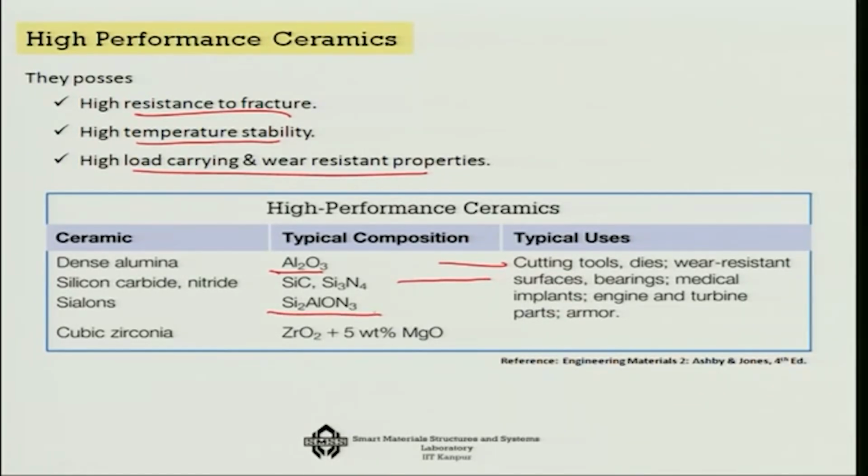It is a complex composite of silicon, aluminum, oxygen and nitrogen, and sialons are also used in various engineering applications like engine and turbine parts. Then there is the cubic zirconia, which is used once again for making cutting tools, dies and armors at times. So, these are high performance ceramics.